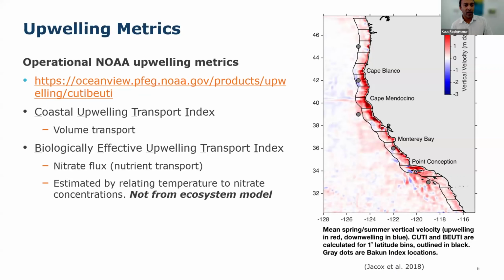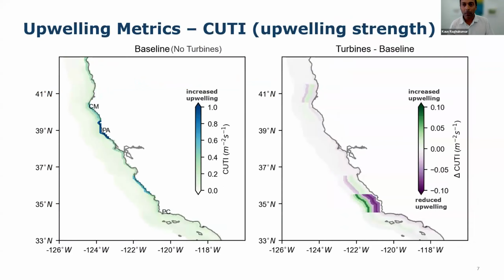And the second is BEAUTY, a biologically effective upwelling transport index, which is an estimate of nitrate flux, or in other words, it's a surrogate for nutrient transport to the photic zone. We don't estimate nitrate flux or nutrient transport from an ecosystem model, but we infer it from a relationship between temperature and nitrate, which exists, which is a very tight relationship below the mixed layer.